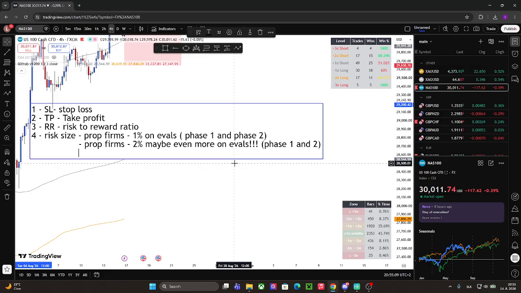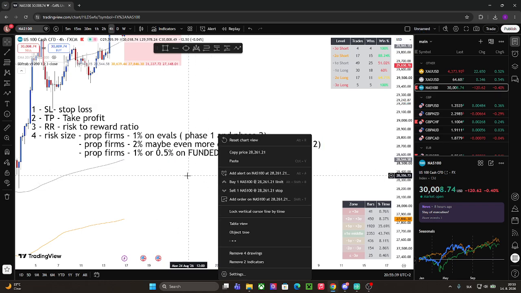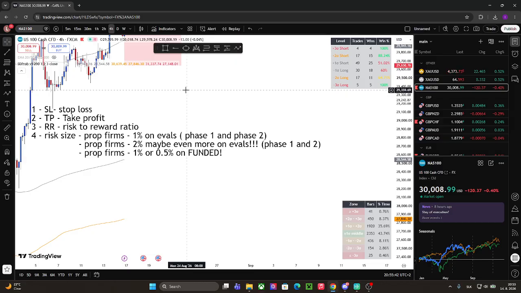And then we can also throw in prop firm 1% or 0.5% on funded. Now I'm not saying you can't risk 2%, but I feel like it's better to risk 1 or 0.5% on funded, because you are not looking to pass it, right? You're just looking to get a payout.